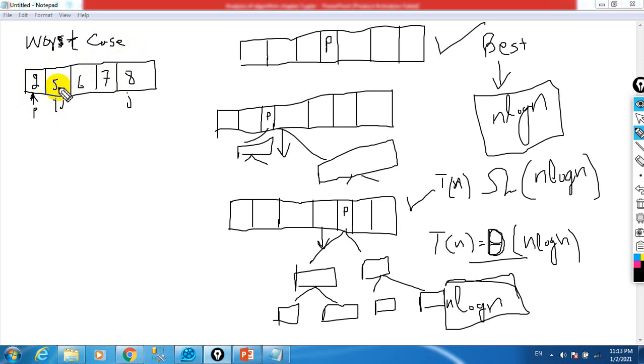Okay. So now is 5 less than 2? No. So j will come here and i will be on the same position. So now i crosses j.